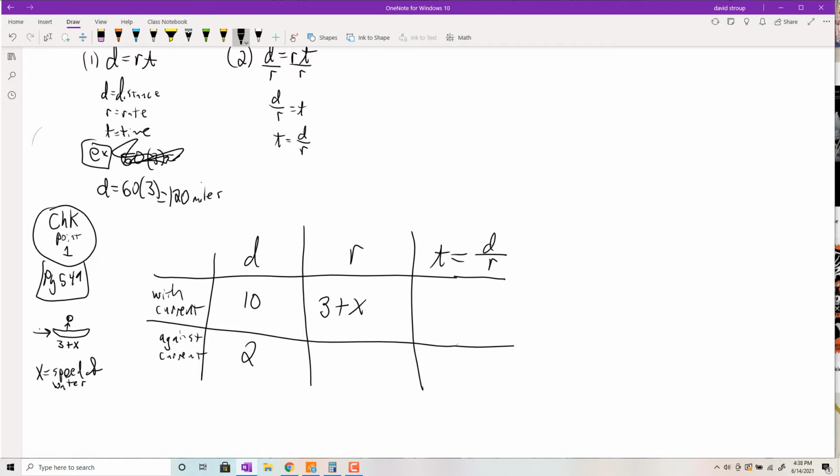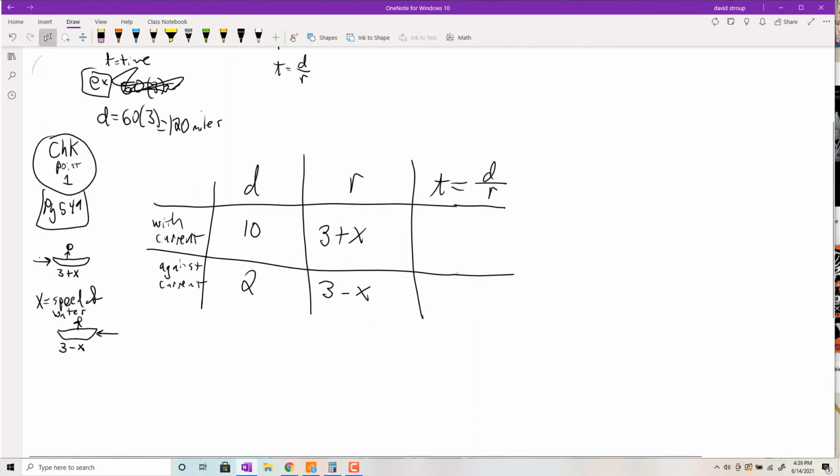And then when you're going against the current, the water is pushing against the boat, and it makes it go a little bit slower. Okay. So again, we have this picture. The water is pushing against it, so you have the speed of the boat, and then minus the speed of the water. Okay, so the rate when you're going against the current is 3 minus X. Then everything else is kind of automatic. Automatically, we know the time is distance, which is 10 over the rate.